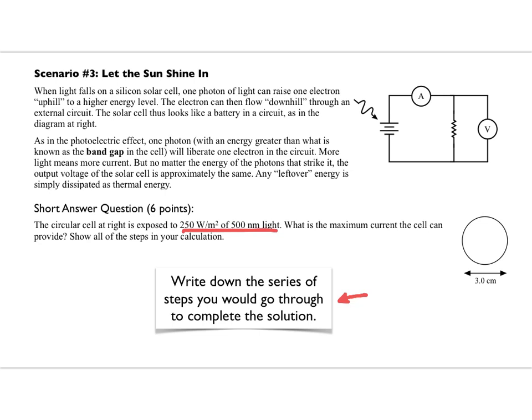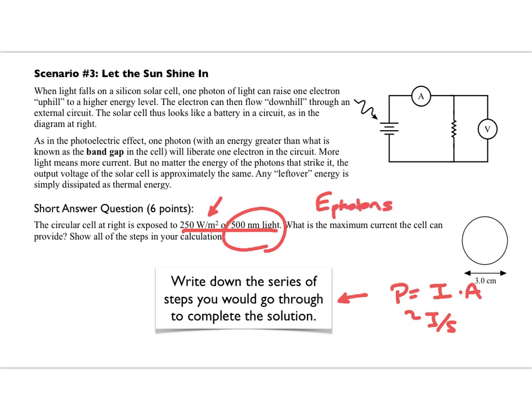Okay, now let's think about this. We get 250 watts per square meter of light that comes in. And the power that the cell absorbs is just equal to the intensity of the light times the area. So I can figure out the power, i.e. the joules per second that's coming into the cell. That's the first part. It's 500 nanometer light, so I can work out the energy of individual photons.